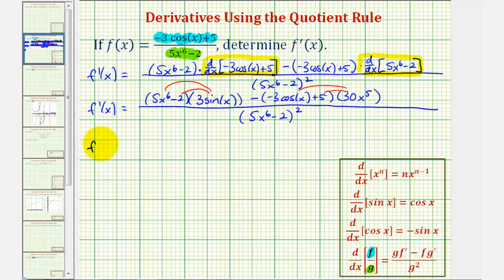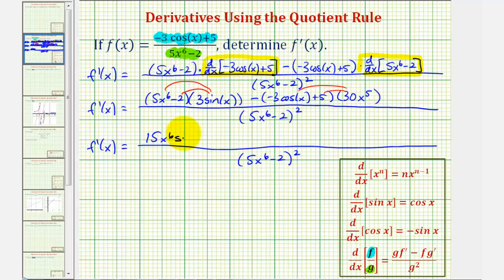So we'll have f prime of x equals, again, our denominator is going to stay the same. And here, if we distribute 3 sine x, we would have 15x to the 6th sine x minus 6 sine x. Here we need to be careful about the signs because we're subtracting this product.